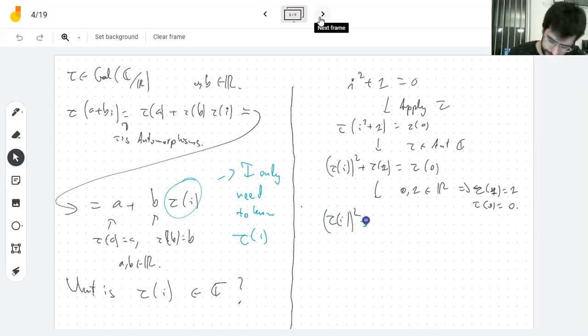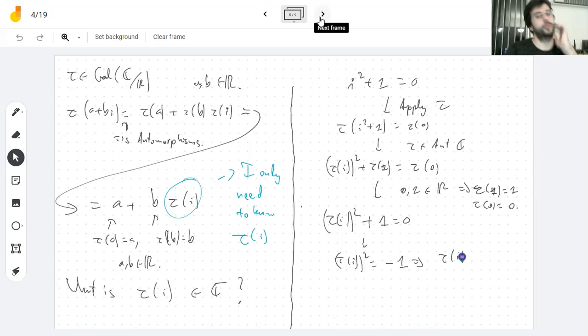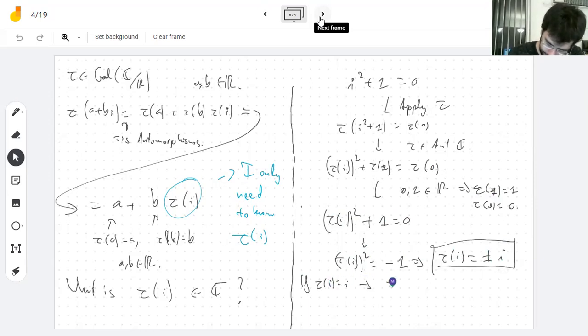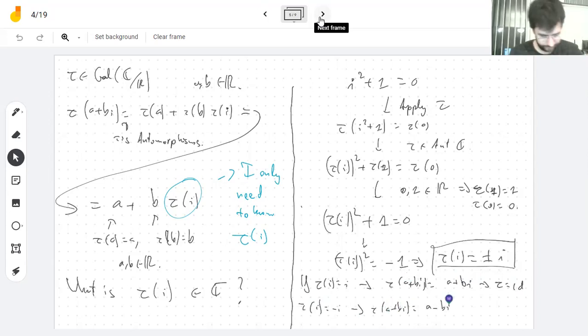So what I have is that this mysterious number that I know nothing about, tau of i, is the square root of negative 1. So what could it be? Well, it's plus or minus i. So there's two options for tau of i, which means that there's two options for tau. If tau of i is i, then for every a plus bi, I just get a plus bi. Tau is the identity. If tau of i is negative i, for every a plus bi, I get a minus bi from this formula. You just replace i by tau of i and you leave a and b alone. And this is the conjugate of a plus bi. So tau is conjugation.